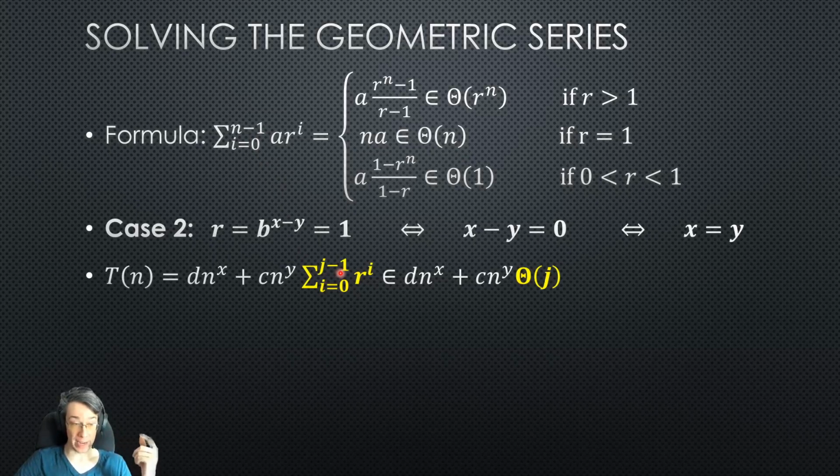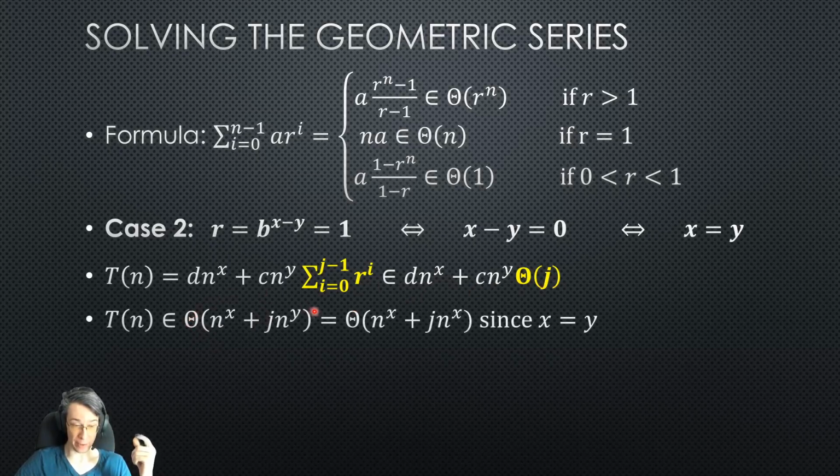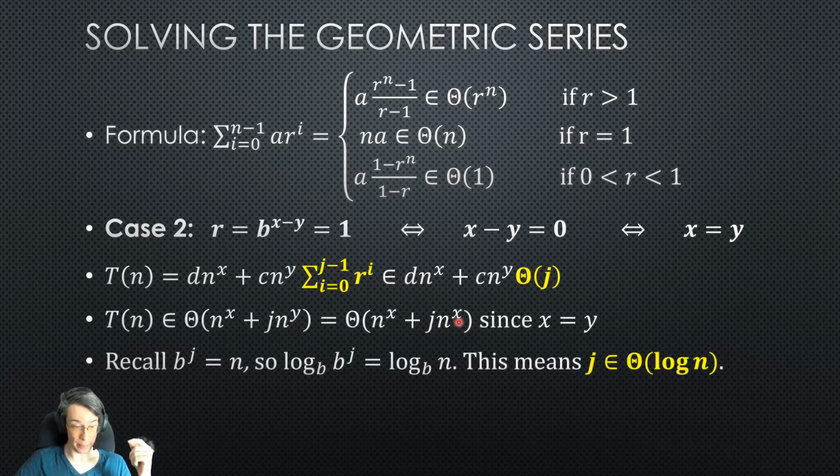And so what we end up with is d times n to the x plus c times n to the y times theta j. And I'm going to, again, expand the theta around the whole expression. And then note here, x is equal to y. So n to the y is just n to the x. So we end up with n to the x plus j times n to the x. Well, what's this j? I'd like to get rid of it and only have an expression in terms of n.